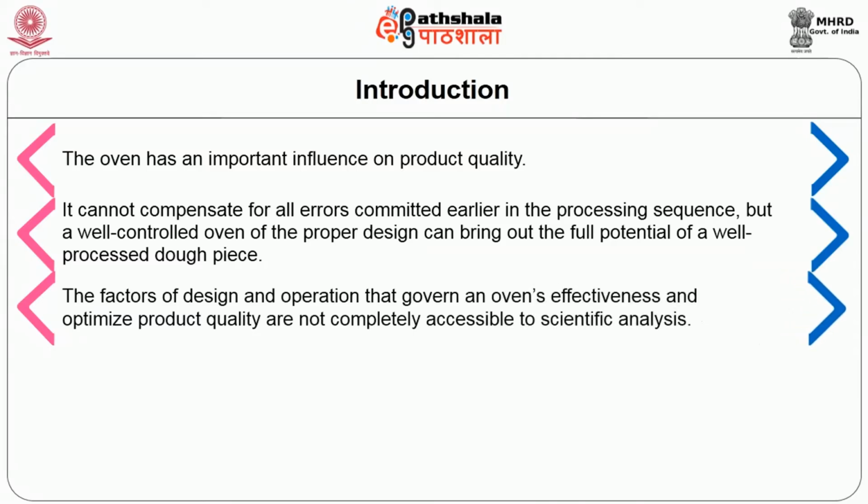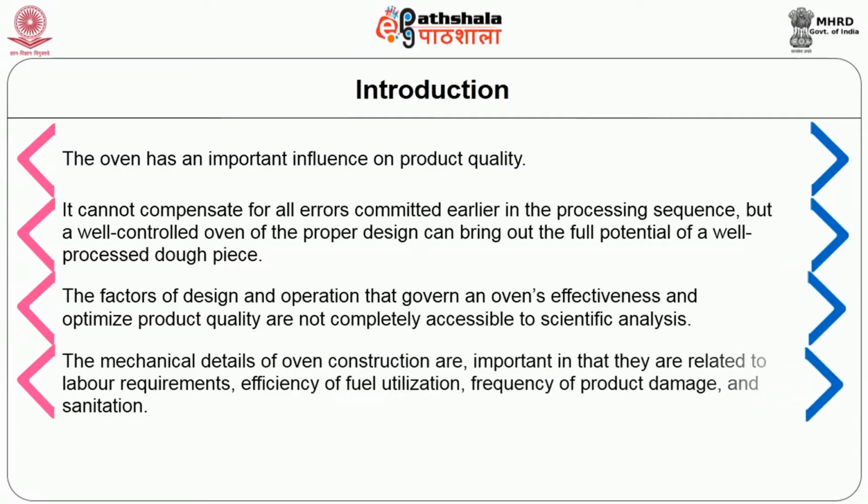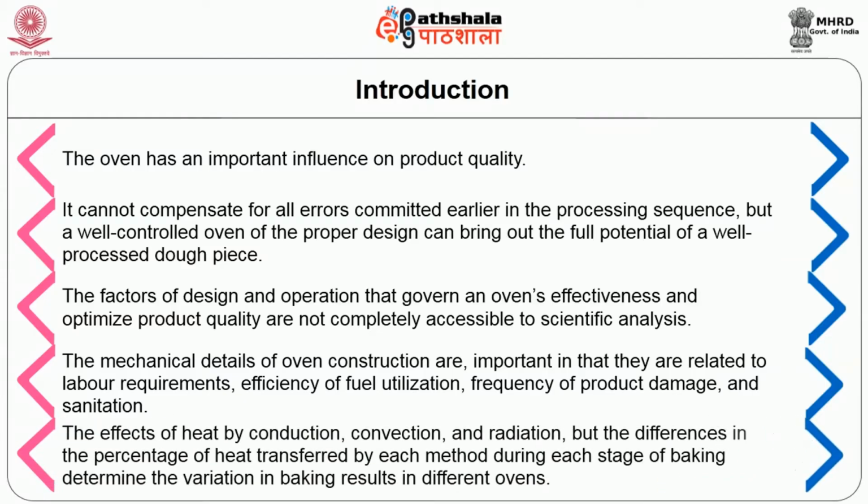The factors of design and operation that govern an oven's effectiveness and optimize product quality are not completely accessible to scientific analysis. The mechanical details of oven construction are important in that they are related to labor requirements, efficiency of fuel utilization, frequency of product damage and sanitation. The effects of heat occur by conduction, convection and radiation, but the differences in the percentage of heat transferred by each method during each stage of baking determine the variation in baking results in different ovens.